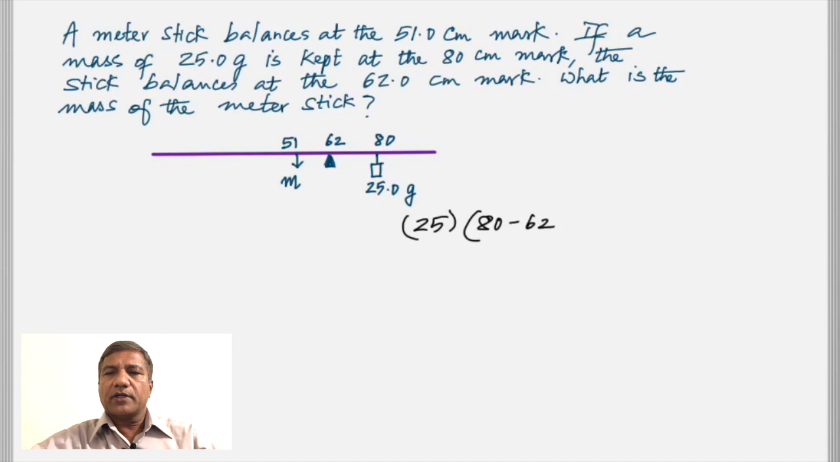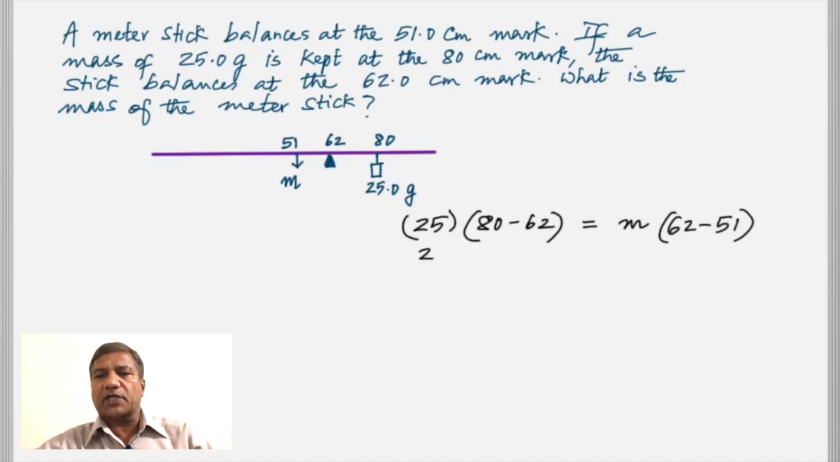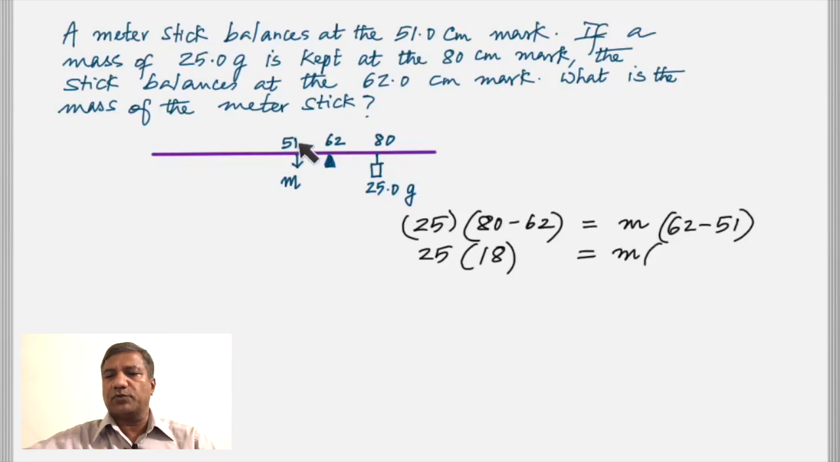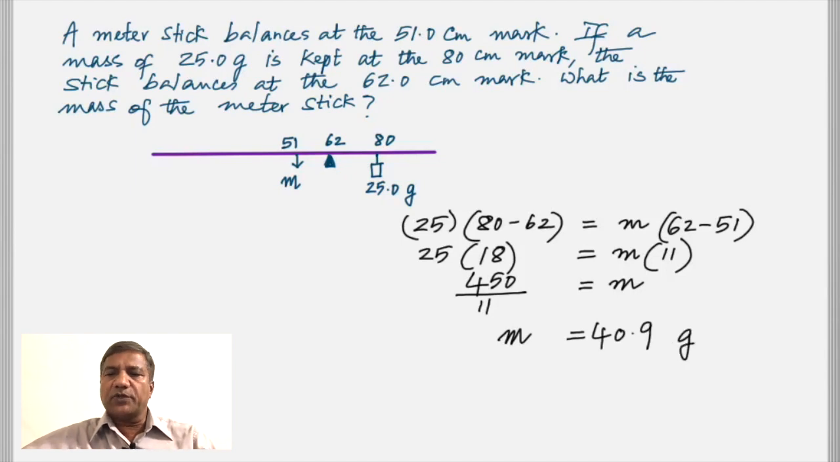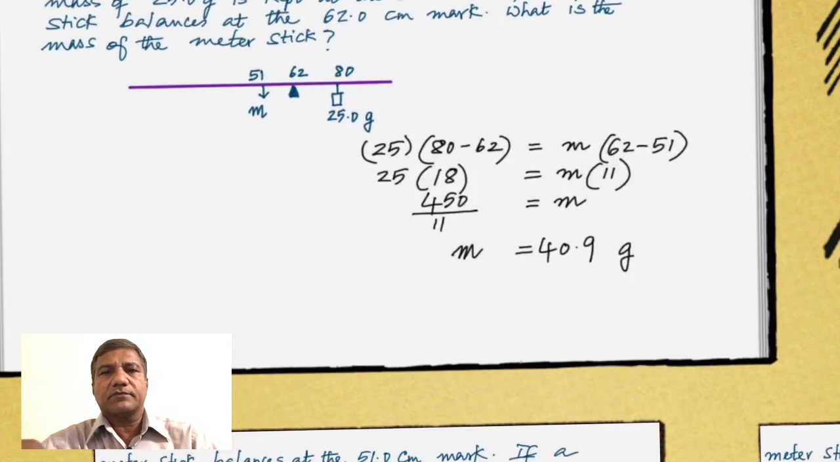And for static equilibrium, the clockwise torque must be equal to the counterclockwise torque. That means 25 multiplied by this distance should be equal to m multiplied by that distance. So 25 times (80 minus 62) should be equal to m times (62 minus 51). So 80 minus 62 is 18, 62 minus 51 is 11, and when you do that calculation, you get the mass of the meter stick to be 40.9 gram.